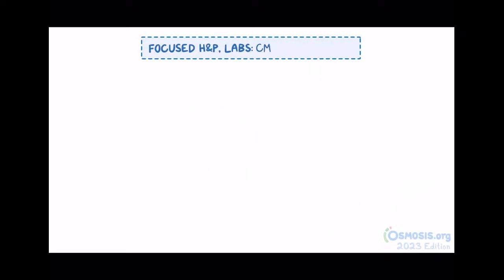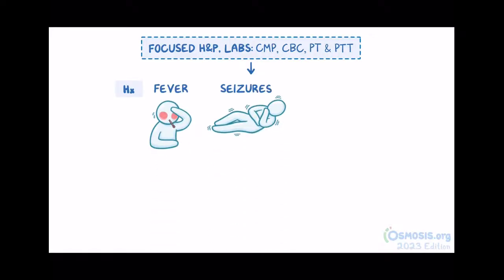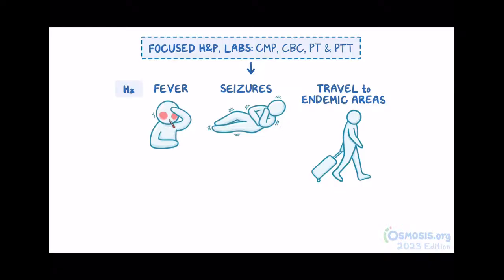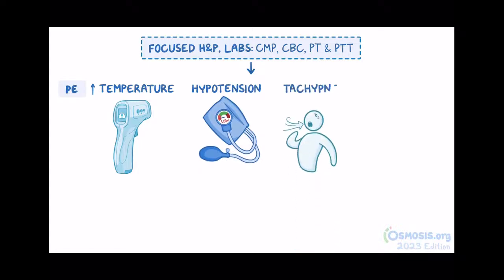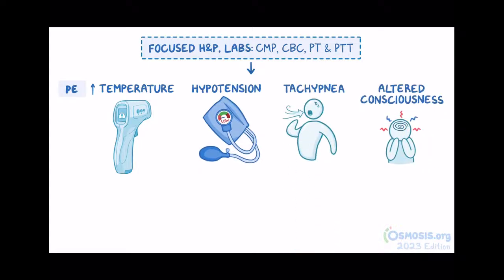Once you stabilize your patient, proceed with a focused history and physical and order labs, primarily CMP, CBC, and coagulation studies such as a PT and PTT. The history typically reveals fever, seizures, and recent travel to a malaria endemic area. Physical examination will likely reveal an elevated temperature, hypotension, tachypnea, and altered level of consciousness. Some patients may even present with recurrent seizures and coma.